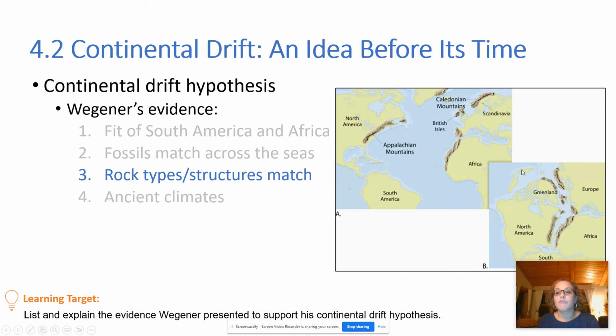And again, from the Smart Figure lecture, you should have seen that these ranges at the margins of the continents would line up and they'd have similar types of rocks.